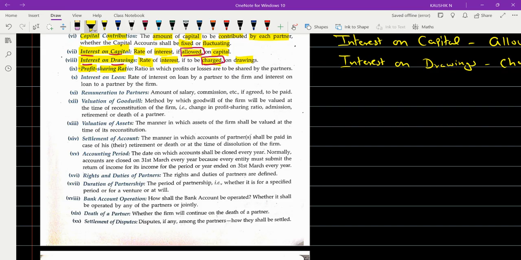And I already mentioned to you that profit sharing ratio can be of two types. What are they? Profit sharing ratio is of two types. What are they?